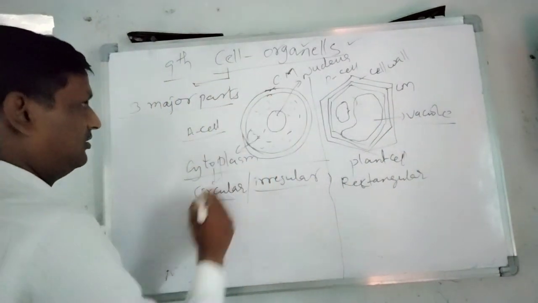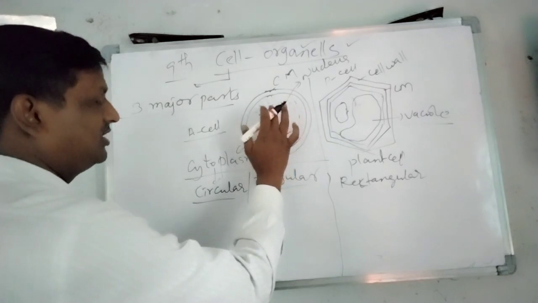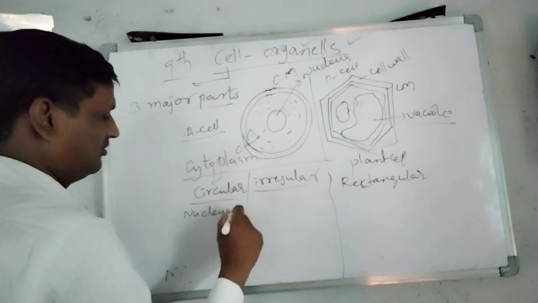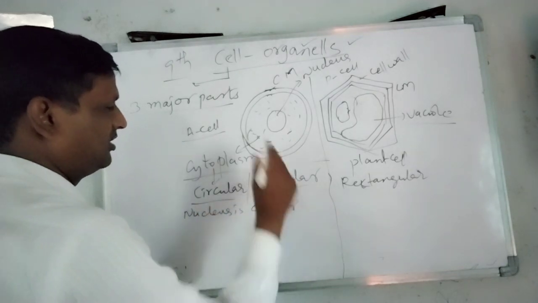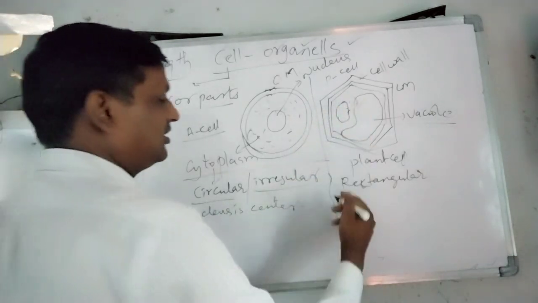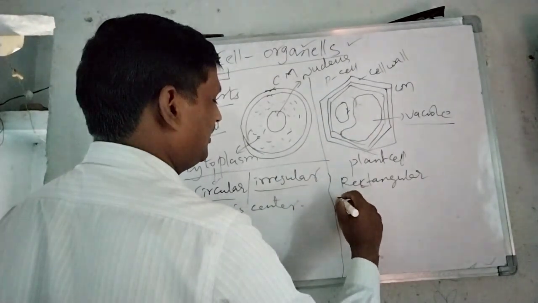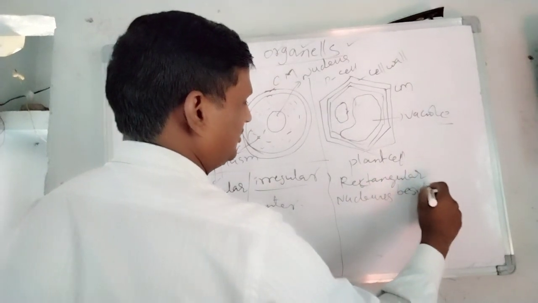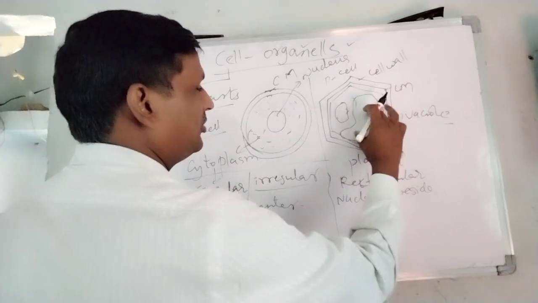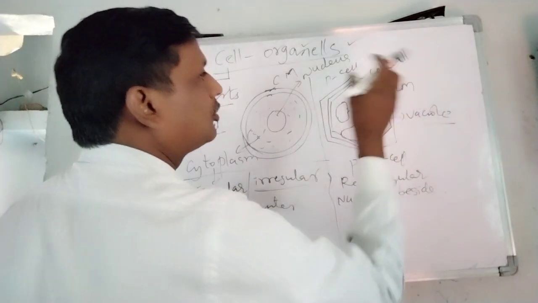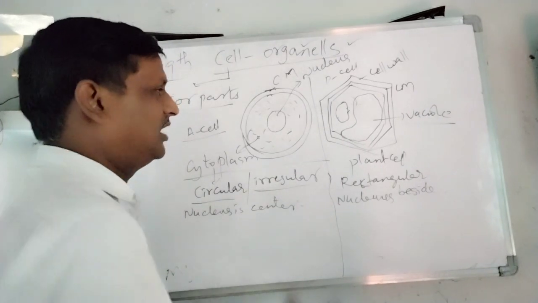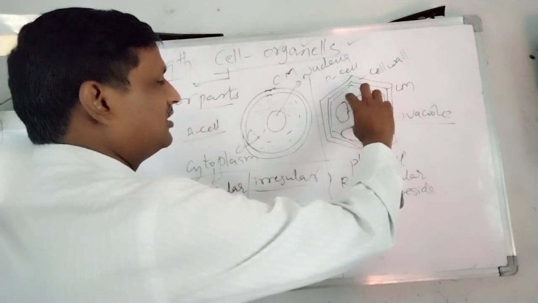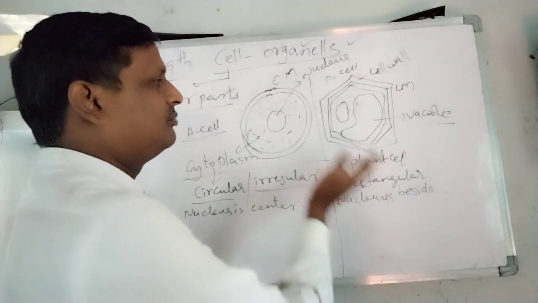Then nucleus. The nucleus in the animal cell is located in the center. But we can see here the nucleus is pushed beside. Why? Because most of the plant cell is occupied by the cell organelle called vacuole. So the vacuole occupies most of the space. As the plant cell size increases, the vacuole size also increases. That's why here the nucleus is just pushed beside.